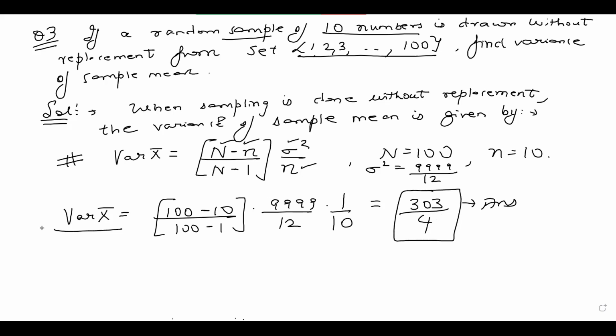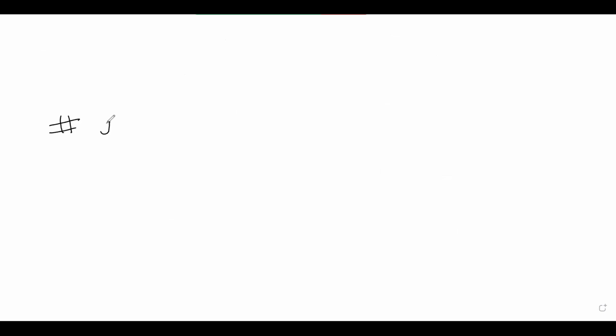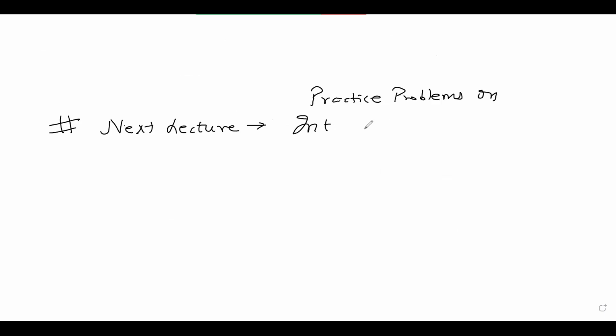Okay, so I stop now in this particular lecture. The objective of this lecture was to quickly revise the sampling distribution of mean with replacement and without replacement, and look at some practice problems in this particular lecture. Now, in the next lecture, we are going to look at more practice problems. I'm going to look at more problems now on interval estimation. This is what I intend to look at in the next lecture.